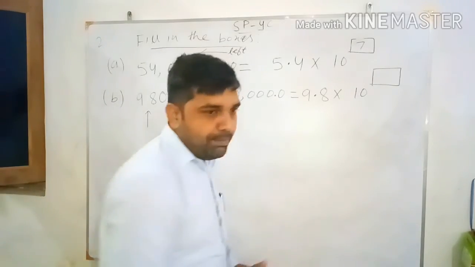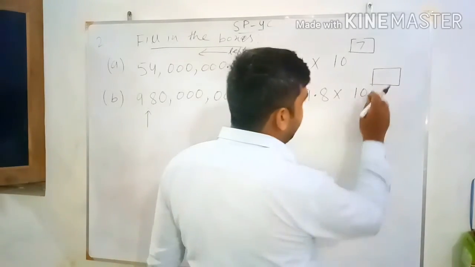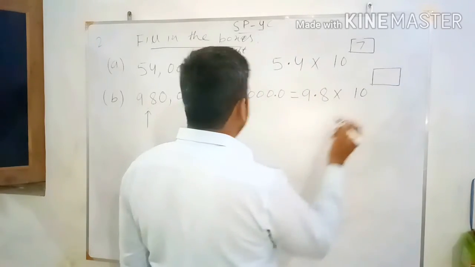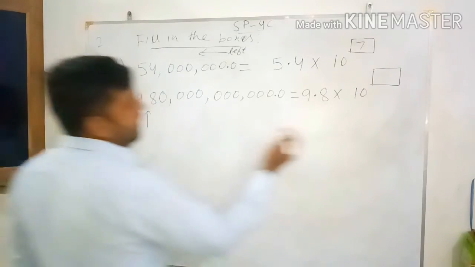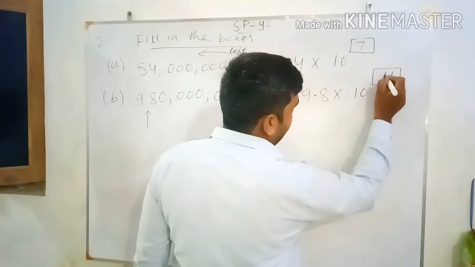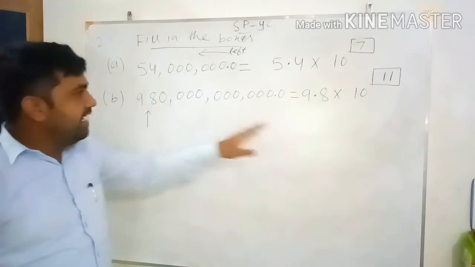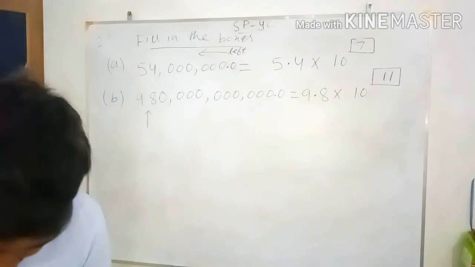So as many places as you are shifting the decimal to the left side, that number you have to write over here as a power of 10. How many places have we shifted? 3, 6, 9 to 11. So here the answer will be 11. So 10 to the power 11. So the value can be written as 9.8 into 10 to the power 11. Like this we have to do, okay?